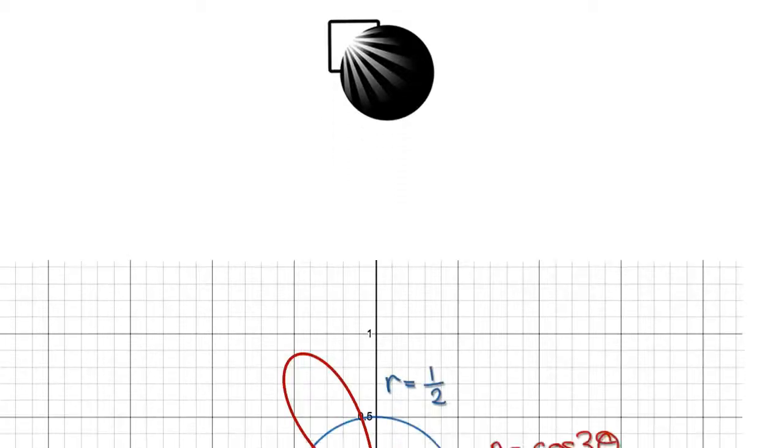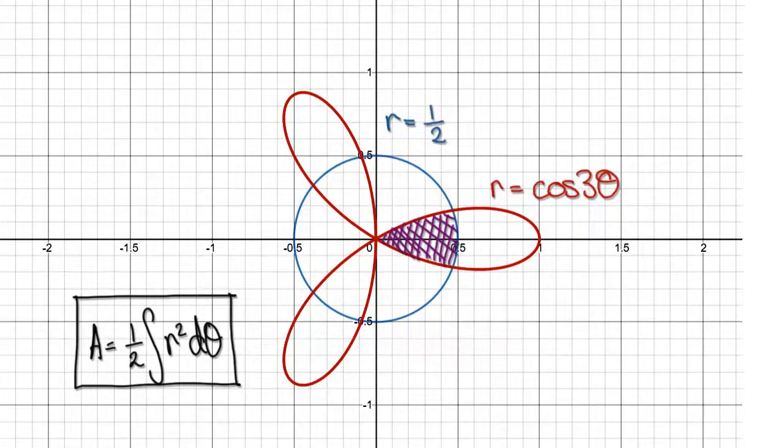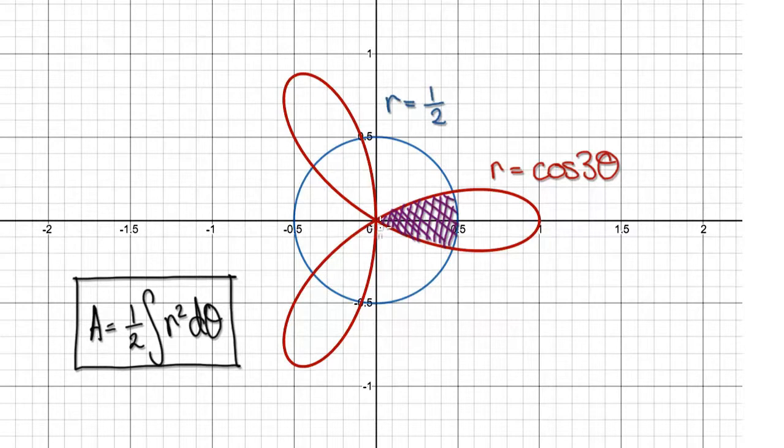Okay, let's give you guys some practice. So here you've got a circle of radius a half. Work out this area here. So press pause and have a go.